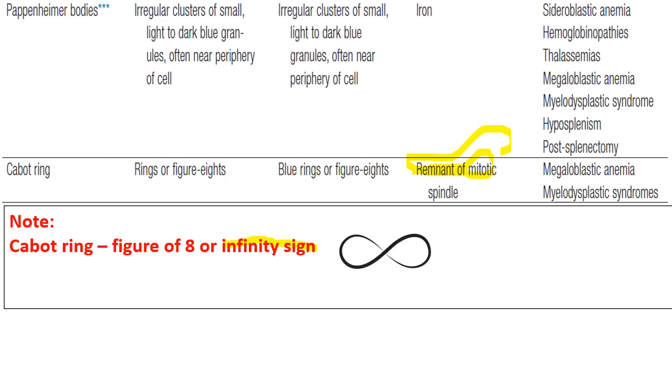So, balik tayo. Anong mga associated disorders? Megaloblastic anemia and myelodysplastic syndrome. Yun yung mga disorders of RBC maturation. Okay, proceed tayo with HBH.